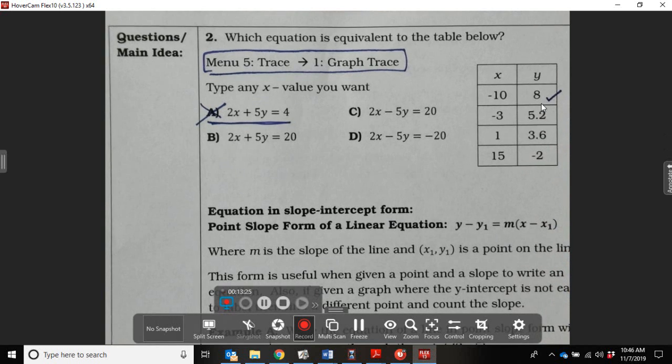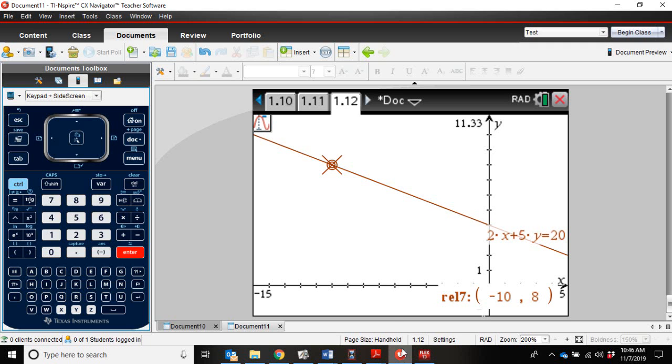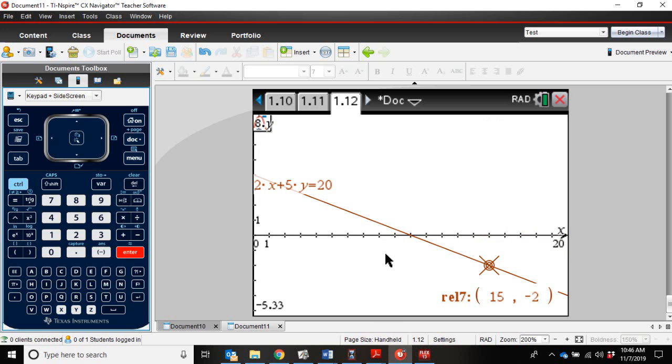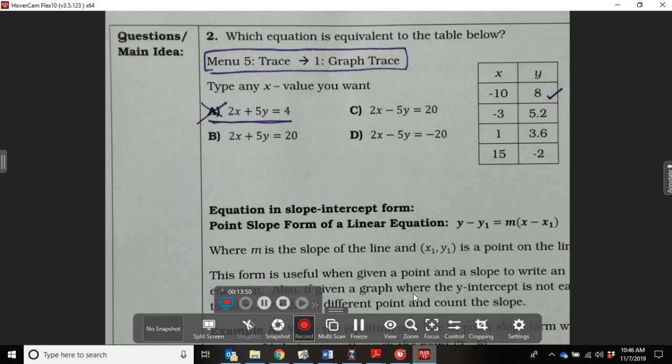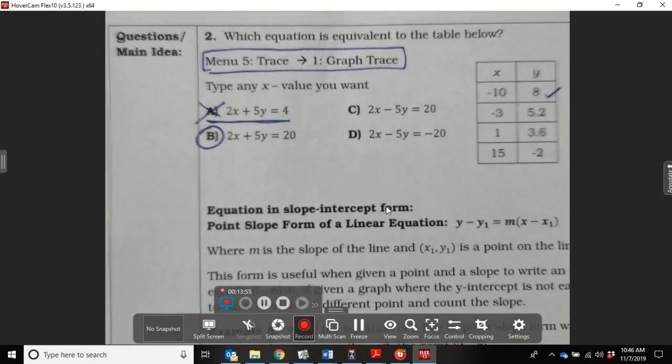But guess what? 1 point doesn't make all the difference. We need at least one more point to work. So let's go type in negative 3. So now I'm just going to type negative 3, enter, and it tells me 5.2. That's what I want. Let's type in 1, enter. It tells me 3.6, and then 15, enter, and it tells me negative 2. So that is actually my answer here.